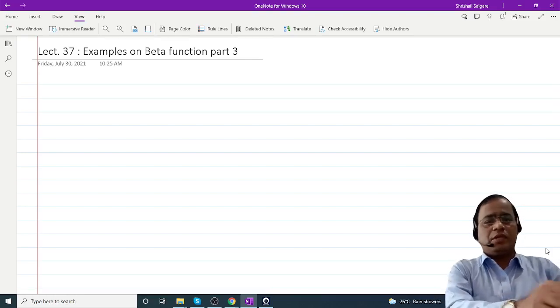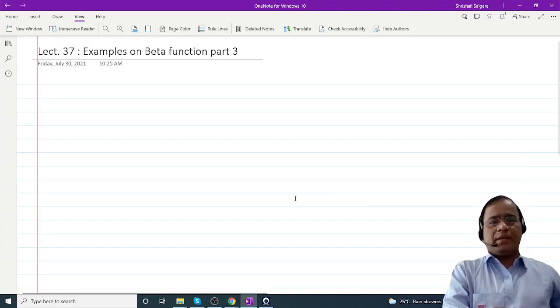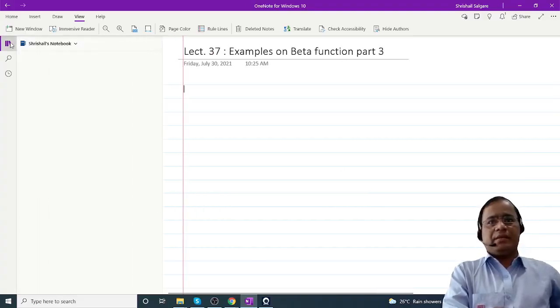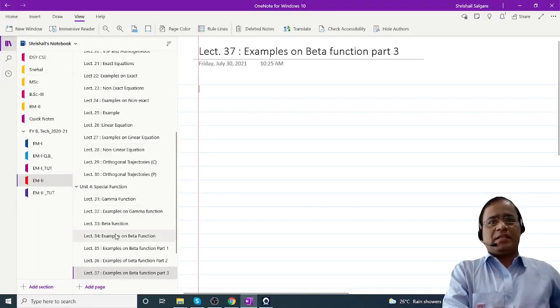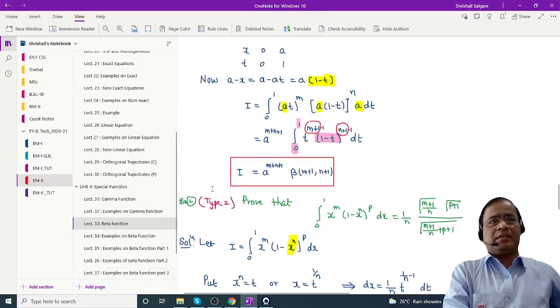Good morning, students. So let us continue with the evaluation of integrals by using the beta function. We have covered four types of integral. I have already shared my screen. In the first lecture, in the examples on beta functions, I covered the first beta function here.